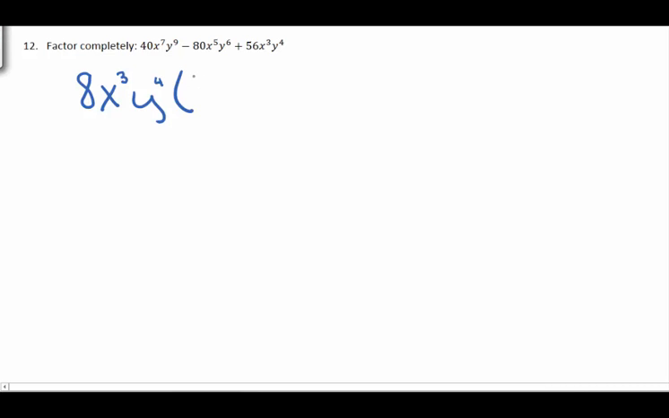Removing the 8 from 40 leaves us with 5. We've removed 3 of the x's, so we're left with 4 of those, and 4 of the y's, so we're left with 5 of those. Removing the 8 from the 80 leaves us with negative 10. We're left with 2 x's and 2 y's. Removing 8 from 56 leaves us with 7, and here we remove all the x's and the y's. So now we have factored.